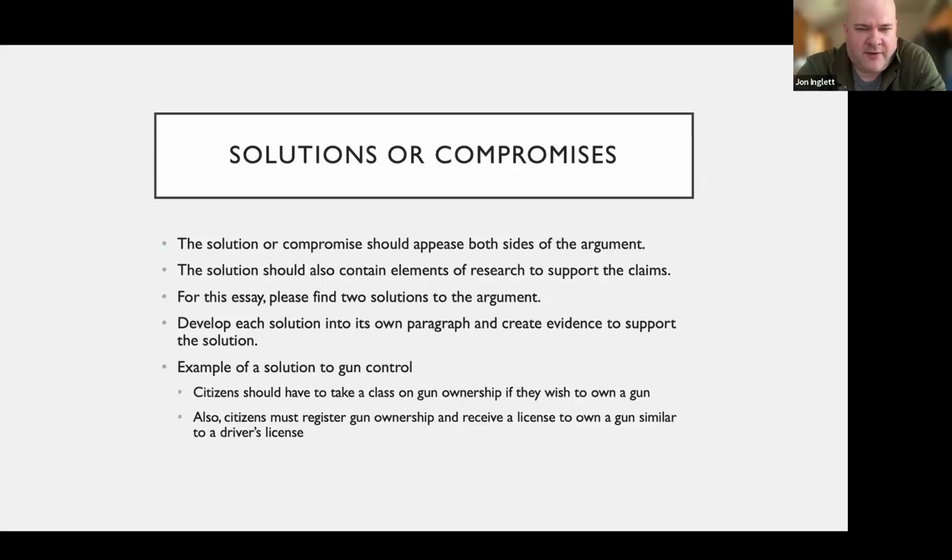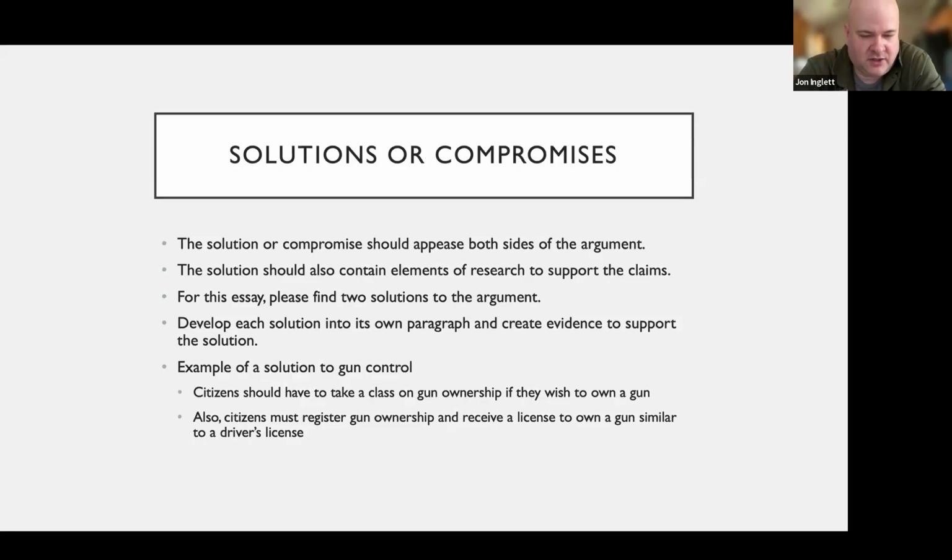The next paragraph will focus on your solutions. The solution or compromise should appease both sides of the argument. The solution should also contain elements of research to support the claims. For this essay, please find two solutions to the argument and develop each solution into its own paragraph and create evidence to support the solution.